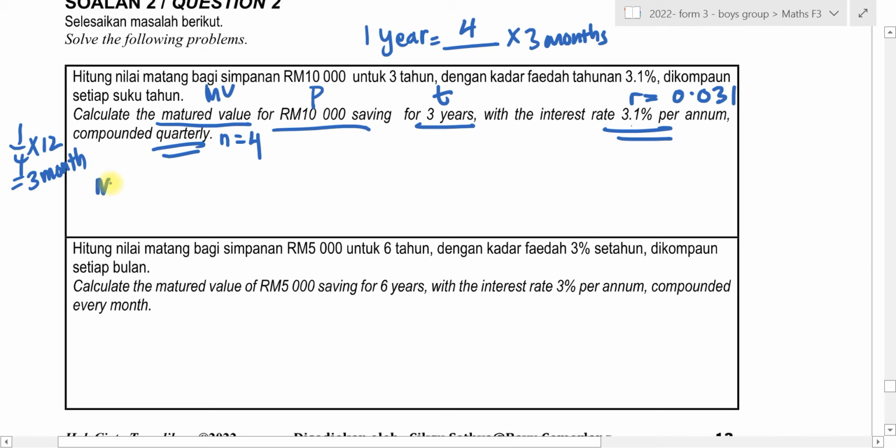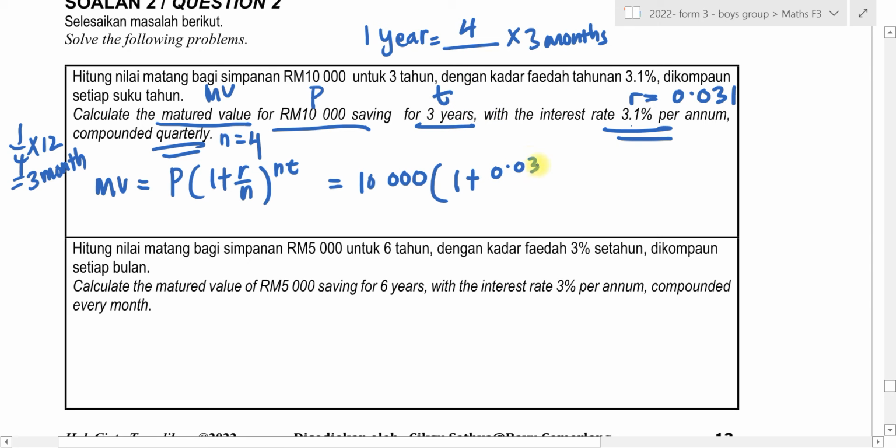So matured value, write out your formula first: P(1 plus R over N) to the power NT. Then substitute. 10,000, 1 plus R, R is 0.031 over N, N is 4, and then power up 4 and multiply by 3 years. How much is this, Haridev?